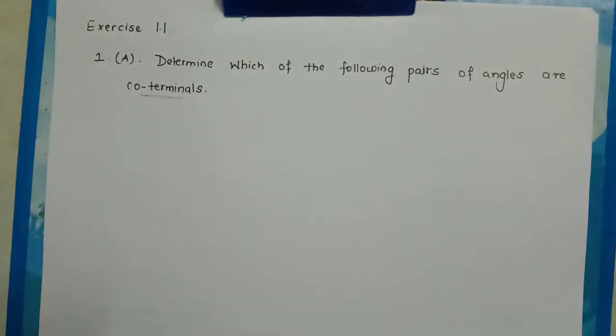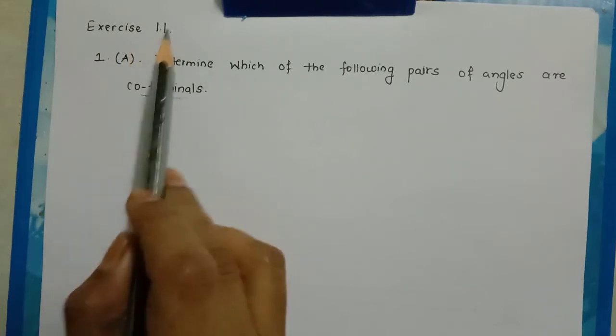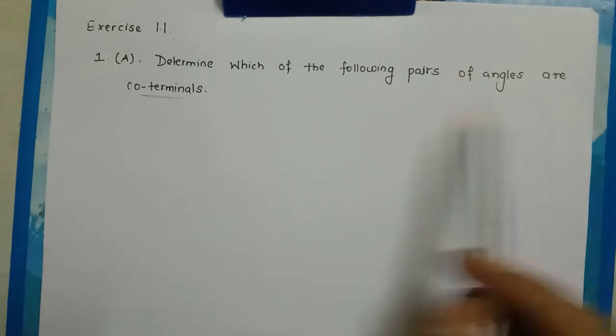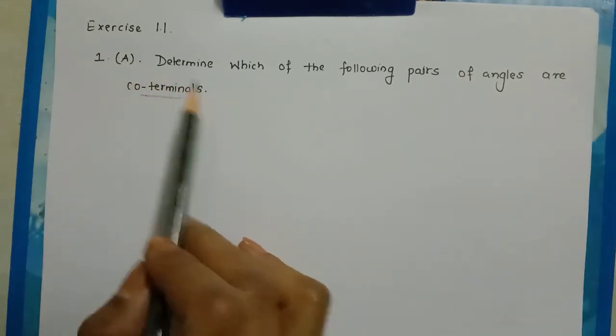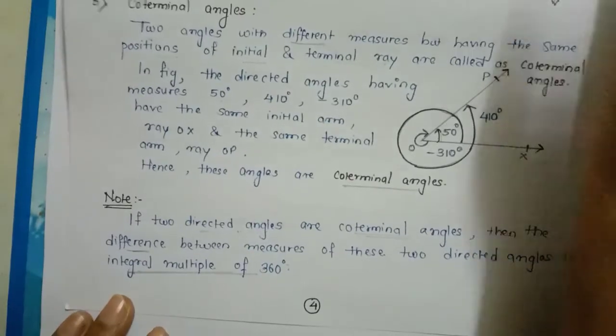Hello everyone. Today let's start with exercise 1.1. The very first question of this exercise 1.1 is: determine which of the following pairs of angles are coterminal. We have already done the definition of coterminal. In that there was one note. Let me show you that note.